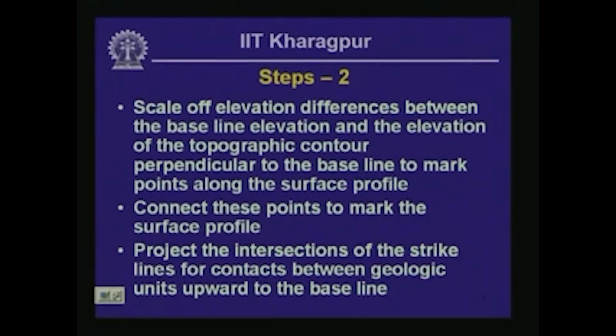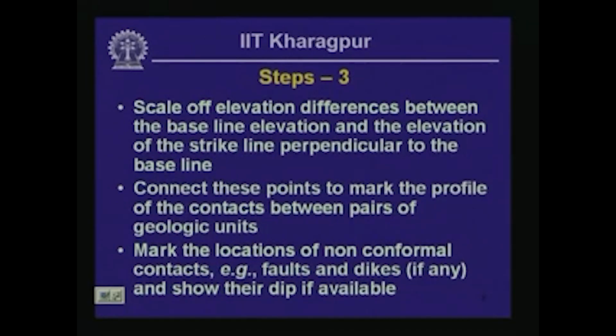Then we project the intersections of the strike lines, which I illustrated a little bit before, for contacts between all possible pairs of geologic units, upward to the baseline. Scale off the differences between the baseline elevation and the elevation of the strike line perpendicular to the baseline. Connect these points to mark the profile of the contacts between the pairs of geologic units, and then mark the locations of non-conformable contacts such as faults and dikes, if any, and show their dip if available from supplementary data.